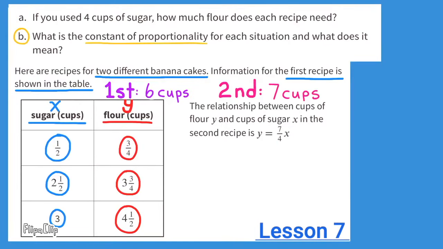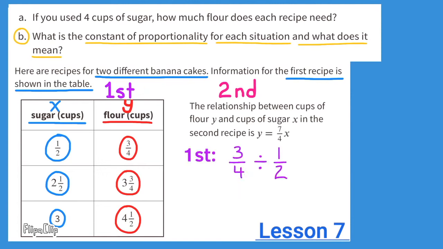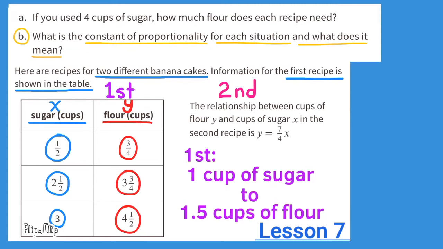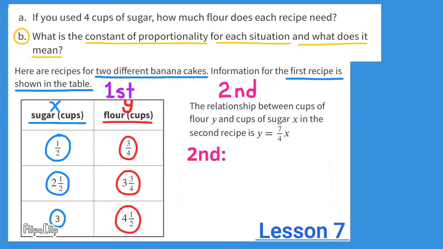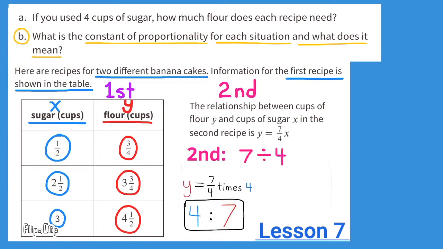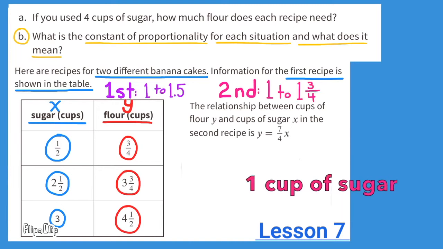B. What is the constant of proportionality for each situation, and what does it mean? For the first recipe, we can divide 3/4 by 1/2, which is 1.5. So the constant of proportionality for the first recipe is 1.5: 1 cup of sugar to 1.5 cups of flour. For the second recipe, we can divide 7 by 4. 7 divided by 4 equals 1 3/4. So for the second recipe, the constant of proportionality is 1 3/4, which means for every 1 cup of sugar, there's 1 3/4 cups of flour.